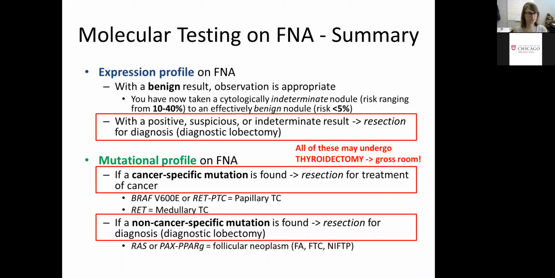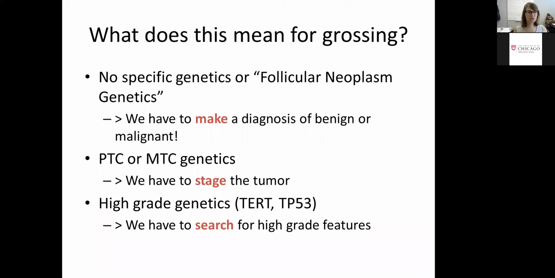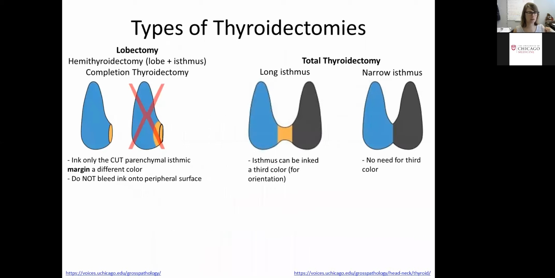You're going to see all of them. What does this mean for grossing? This means if you don't have any specific genetics or follicular neoplasm genetics, we've got to make a diagnosis of benign or malignant because this is a diagnostic lobectomy, all right? If you see PTC or MTC genetics, we've got to do appropriate staging. And if you see high-grade genetics like TERT or P53, we have to search for those high-grade features. And I think we've kind of seen examples of some of those in the grossing.